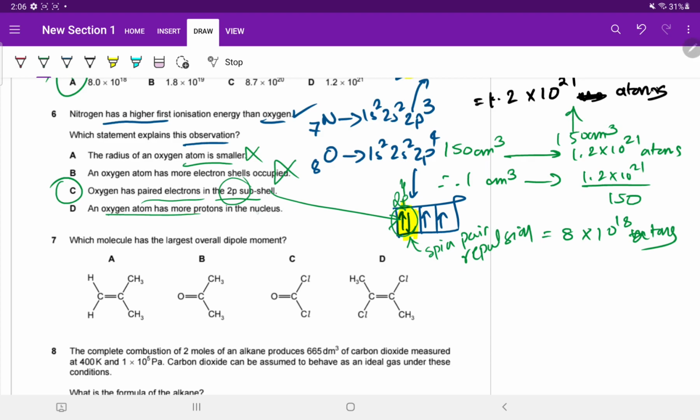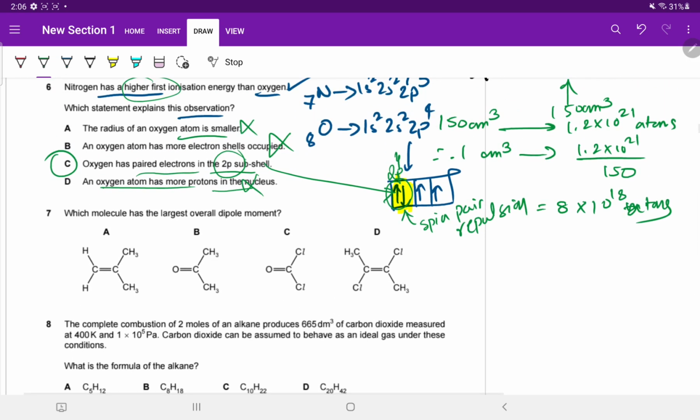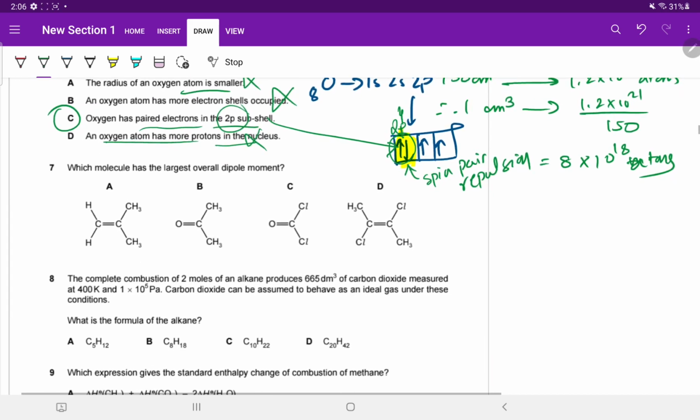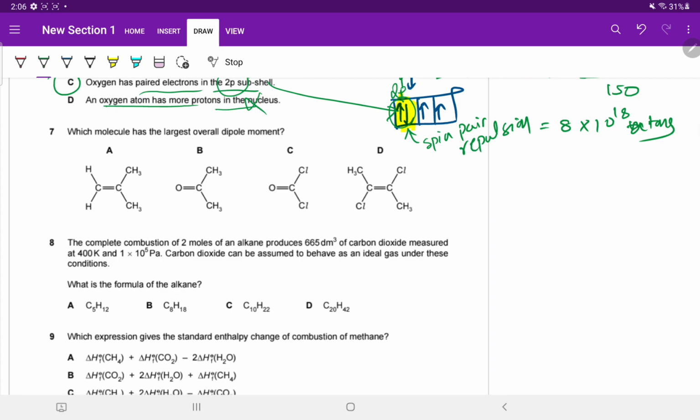And option D says oxygen has more protons in the nucleus. This will increase the nuclear attractive force, so this shouldn't actually be the reason why the first ionization energy of nitrogen will be higher. That would mean the oxygen shall be higher. Okay, so option D is also wrong because this does not explain why nitrogen has a higher first ionization energy. Okay, question number 7, it says which molecule has the largest overall dipole moment? Okay, so we need to look for the largest. Over here we can see in option A all are carbon hydrogen bonds.